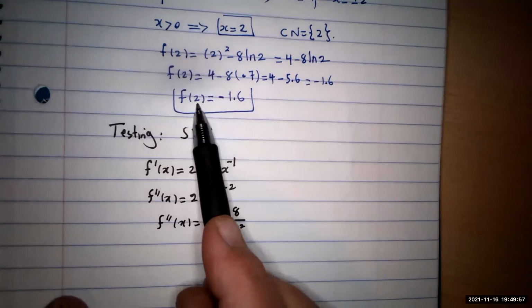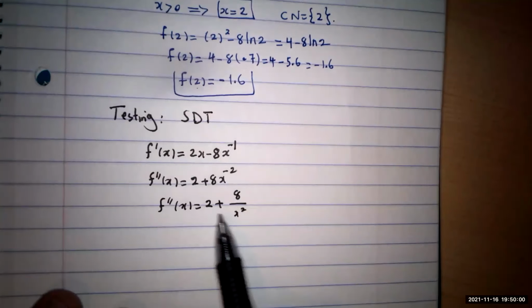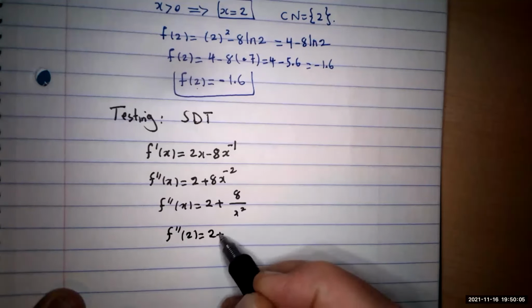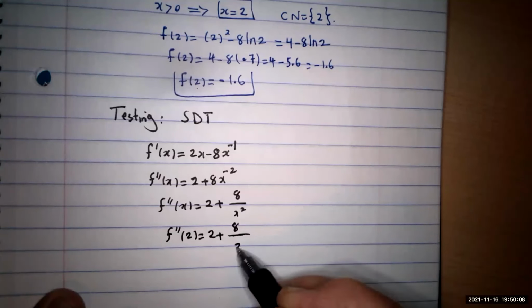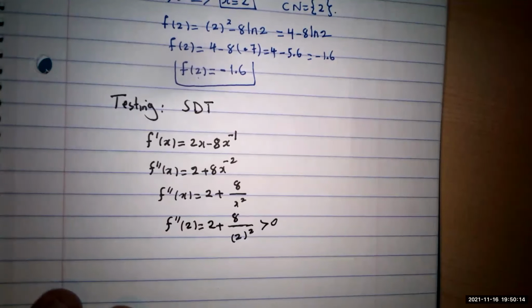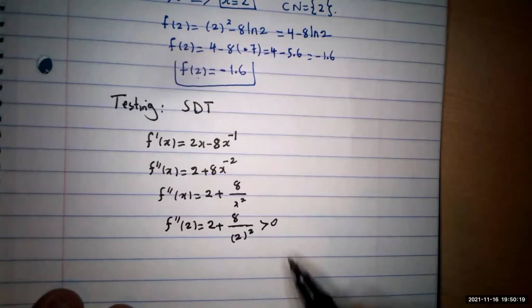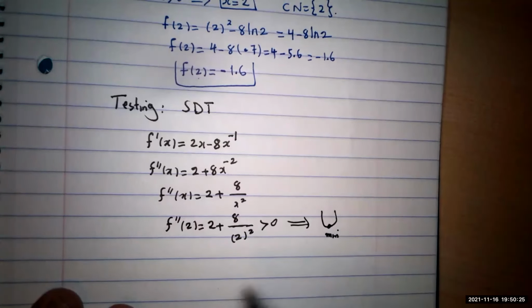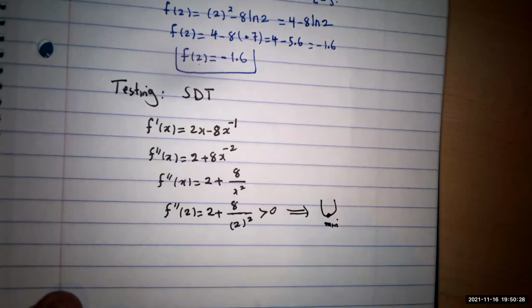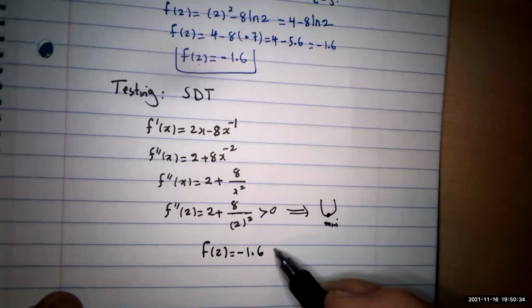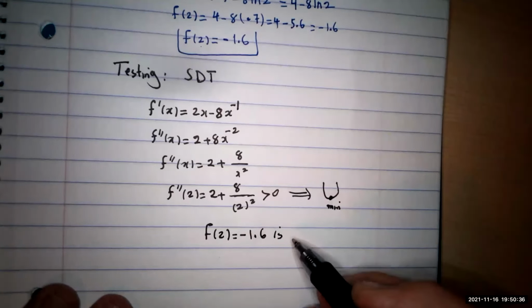Officially you have to drop the 2 into this function, but you can see that even if you plug in the 2, that gives you 2 plus 8 over 2 squared. You don't need this number. You just need to know that this is positive. Okay, F double prime gives you the direction of the curve. Positive means it's curving upward. So curving up, you get a minimum. Okay, so f of 2 equal to negative 1.6 is a relative or absolute minimum. It is going to be a minimum.